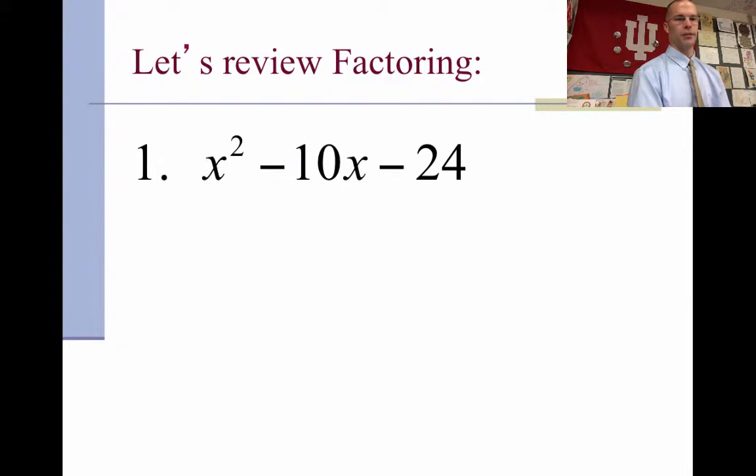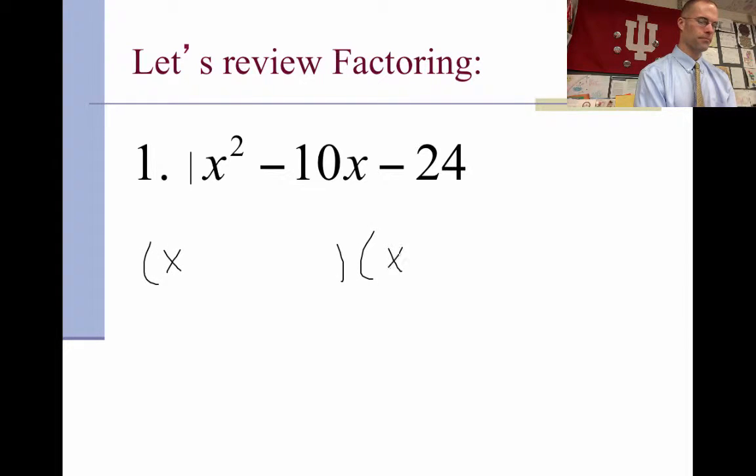So let's review factoring. Remember, what we want to do here is see if we can take out any kind of GCF. Since we can't take out a GCF, we're going to look at our A value. My A value is 1, so my factors of 1 are just 1 and 1. Then you look at your C value. Since your C value is negative, that means one sign's positive, one sign's negative. Alright, so now you look at 24.